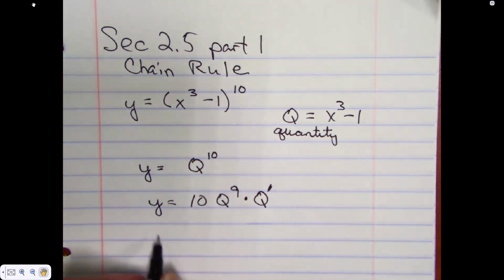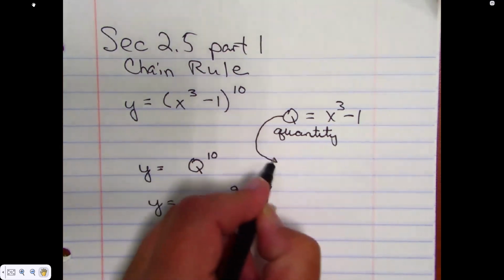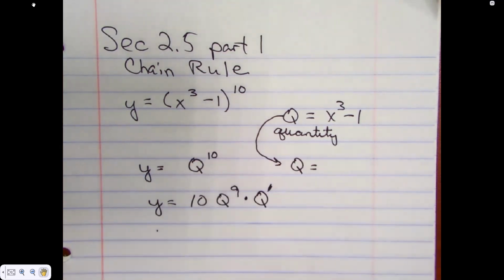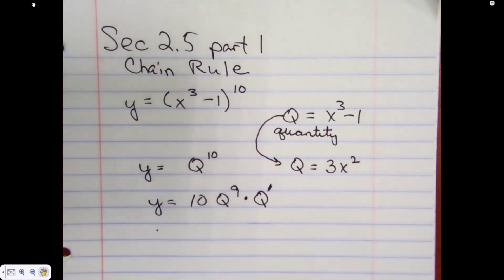Let's write it up here. The derivative of Q is 3x squared. If you have a quantity, you take the derivative on that quantity, and then you take the derivative of the quantity. Does that make sense? Should I say that again? If you have a quantity, you take the derivative on the quantity, and then it's times the derivative of the quantity. Okay.